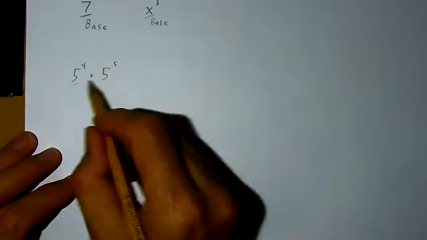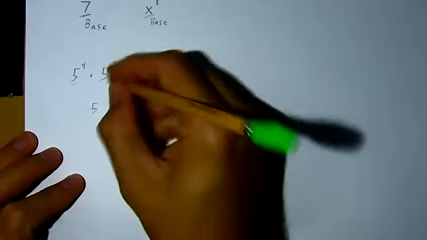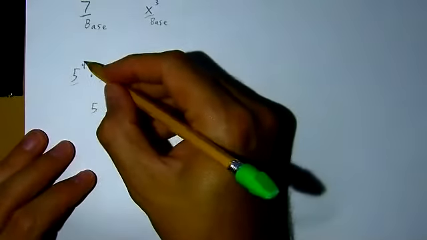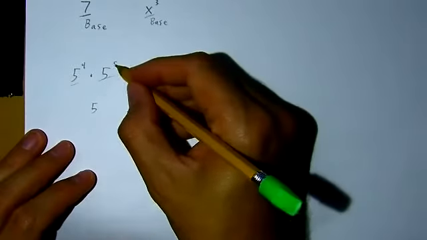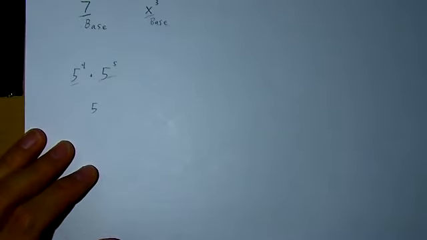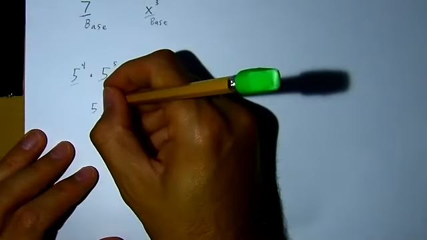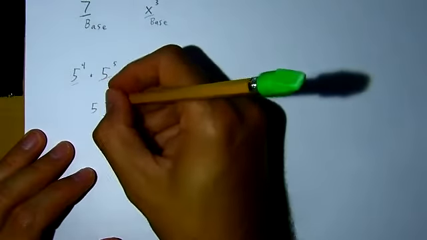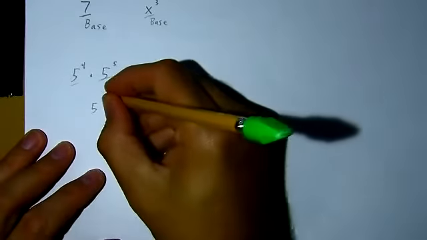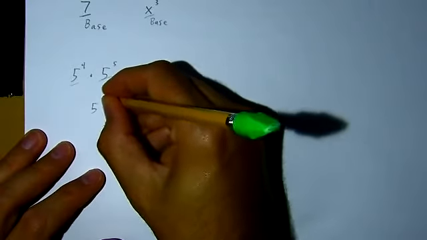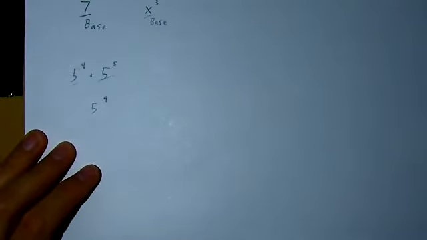So like I said, they have the same base, 5 and 5. Just rewrite the base. Now when you're multiplying, what's happening is this exponent is getting added to this exponent. Do not multiply the exponents. There are cases where you multiply exponents, but those involve parentheses, and these don't. So it's just 9 as your new exponent. That's it. That's all they want you to do.